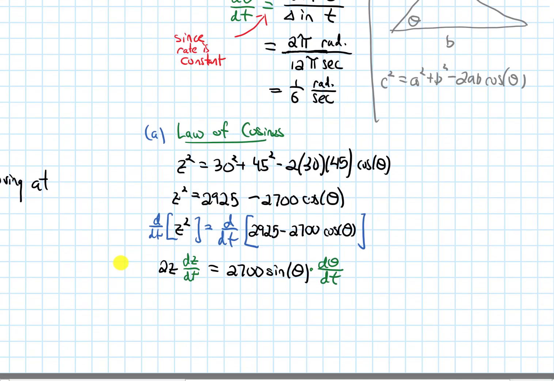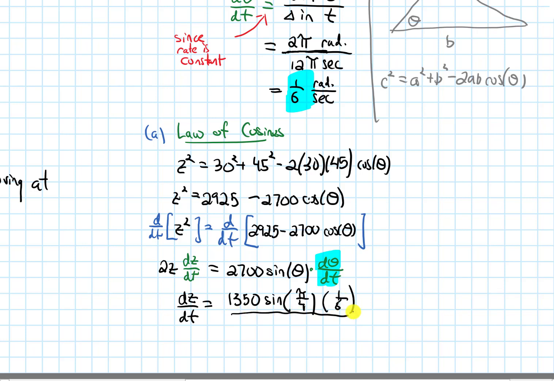Okay, so now if we start to plug in the stuff that we know, I'm trying to find dz dt, so let's isolate that. I'm going to divide by 2. It'll cancel with the 2700 to give me 1350. And then we'll have sine of theta. Remember theta was going to be pi over 4? We figured out d theta dt. D theta dt was this 1 over 6. So we'll get times 1 over 6. And on the bottom, we will have z.